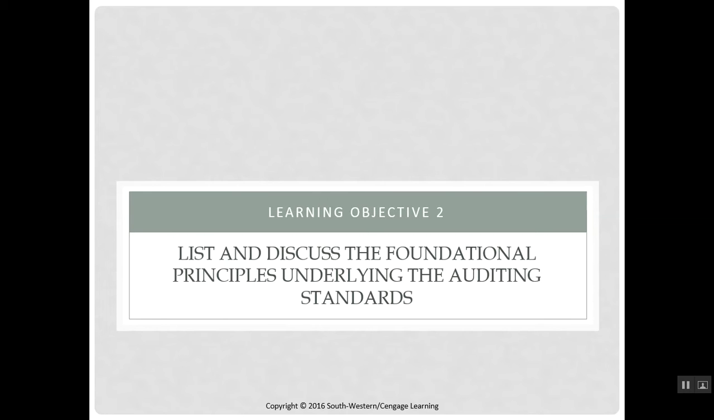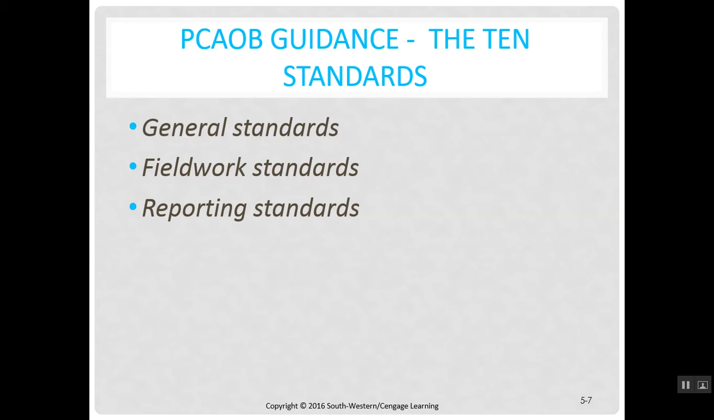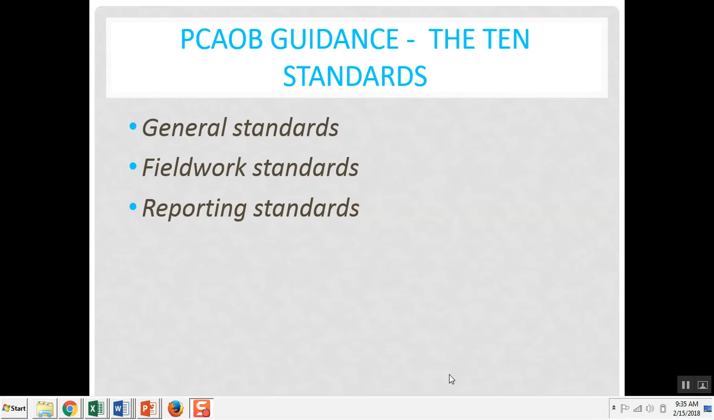So let's talk about the foundational principles. The PCAOB guidance has 10 different standards. They relate to general standards, fieldwork standards, and reporting standards. General standards are applicable to the auditor and audit firm and provide guidance in selecting and training their professionals to meet the public trust. Fieldwork standards are applicable to the conduct of the audit, and reporting standards are applicable to communicating the auditor's opinion.